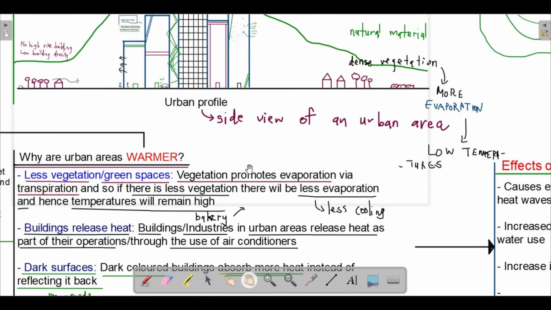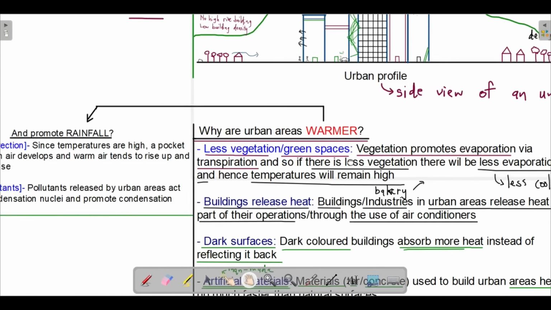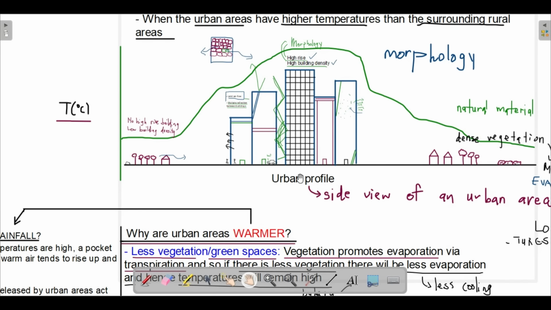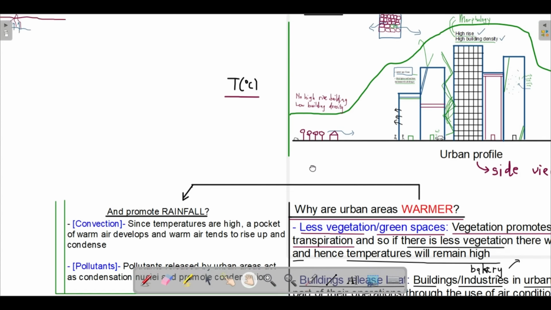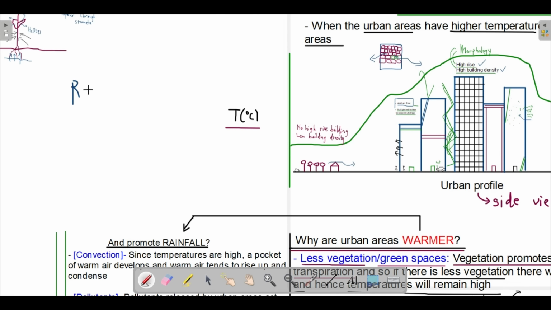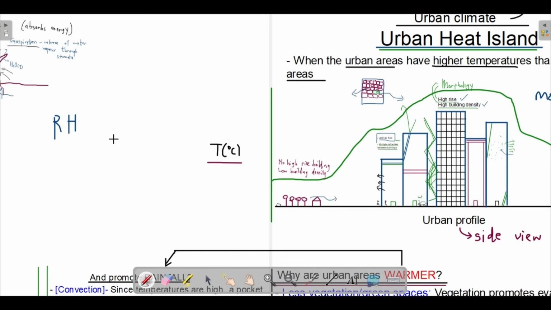Now, I've also noticed that in the exams, they do not only ask about temperature, but they also ask about rainfall. So talking about weather conditions, we can extend that to rainfall. We can extend that to relative humidity. Relative humidity speaks to the amount of moisture. Of course, in the urban areas, because there's less vegetation, there's going to be low relative humidity. Remember, vegetation produces what? Water vapor. Water vapor is moisture. So, because there's not a lot of vegetation, therefore there's low relative humidity.